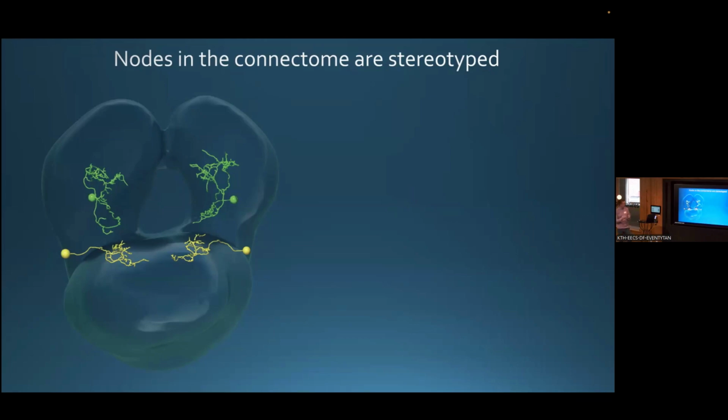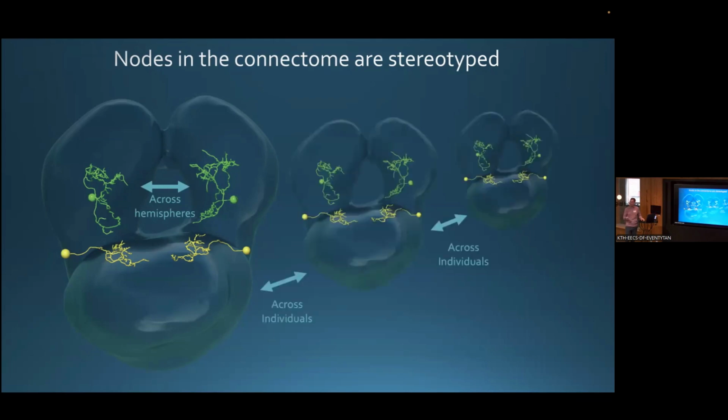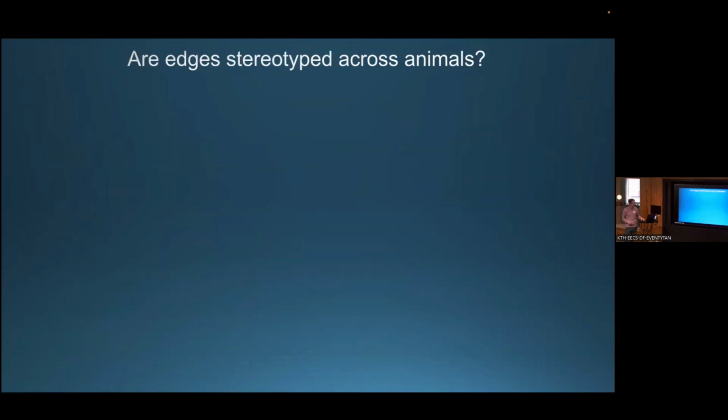And one thing we see that's quite interesting is that you actually have a mirror copy of each node across the left and right hemisphere. And this is known based on the connectome here, but also based on loads of experimental data. And additionally, these individual nodes can also be found across individuals, which is great because you can really compare connectomes in a really, really fine scale way, and also do experiments on those individual nodes to see what they're doing in the connectome. And then another question is, how stereotyped are the edges across animals?